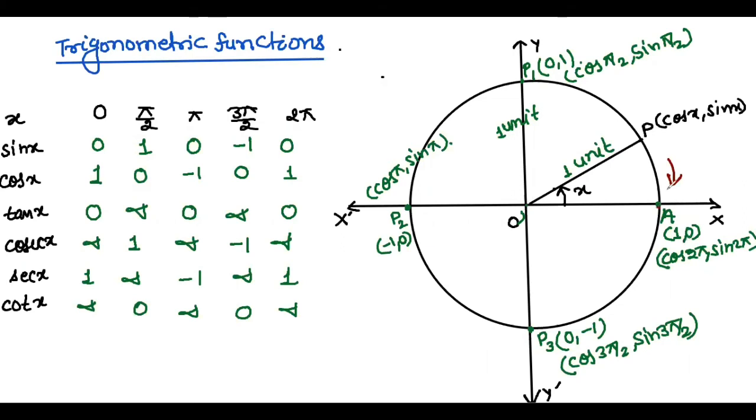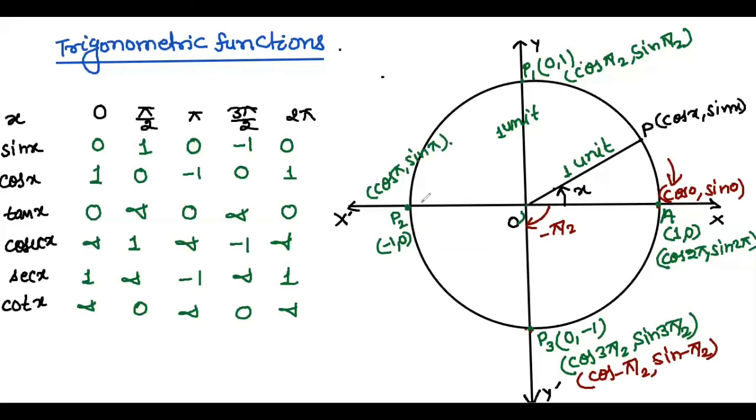So this is cos of 0, sine of 0, that is 1, 0. Now, if this point is in P3, this angle is minus pi by 2 in the clockwise direction. So we can write here cos of minus pi by 2 and sine of minus pi by 2. And these values are similar because the point is the same. So cos of minus pi by 2 is 0 and sine of minus pi by 2 is minus 1.